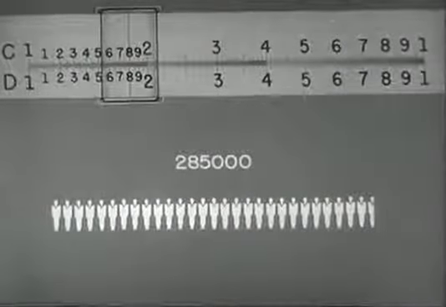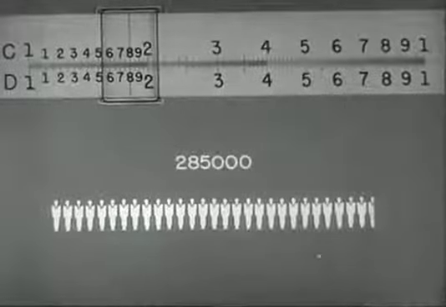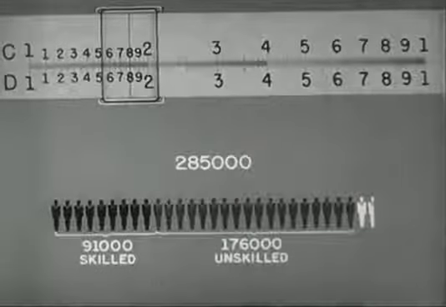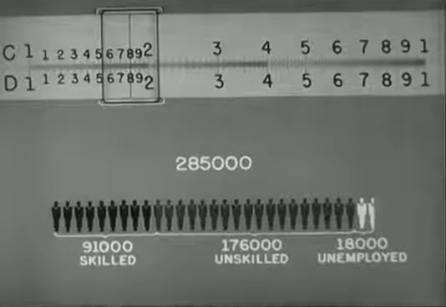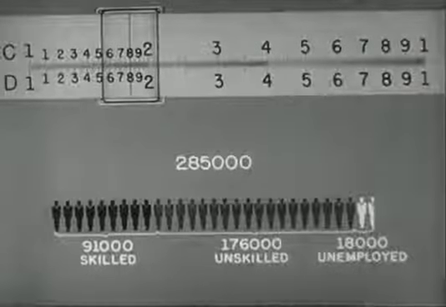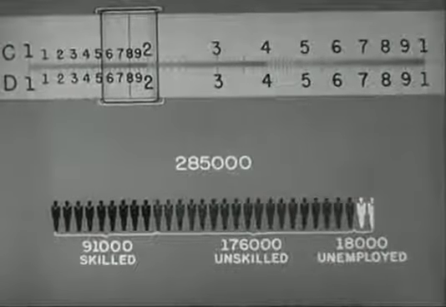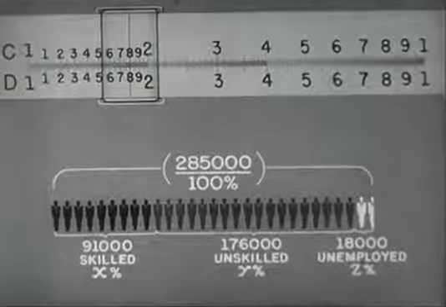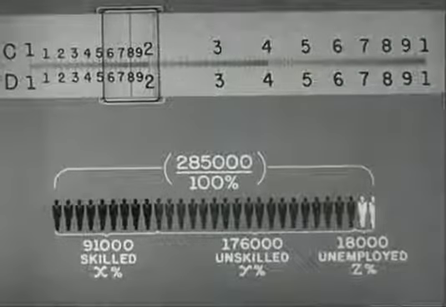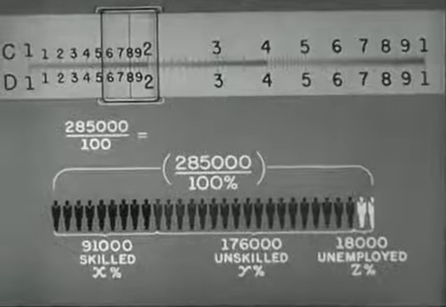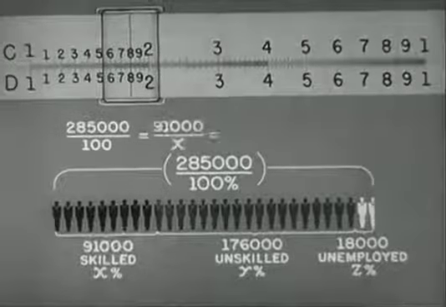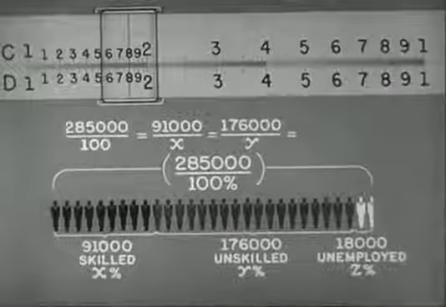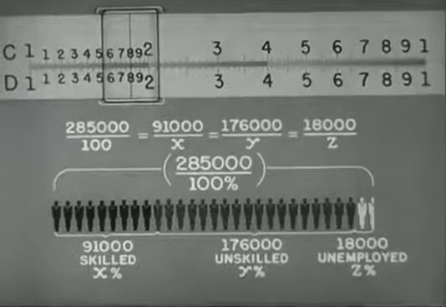Problems in percentage may also be worked by proportion. Of 285,000 men, 91,000 are skilled workmen, 176,000 unskilled, and 18,000 unemployed. What is the percentage in each group? 285,000 is 100%. Find the percentages x, y, and z. Stating the problem in terms of proportion, 285,000 is to 100, as 91,000 is to x, as 176,000 is to y, as 18,000 is to z.